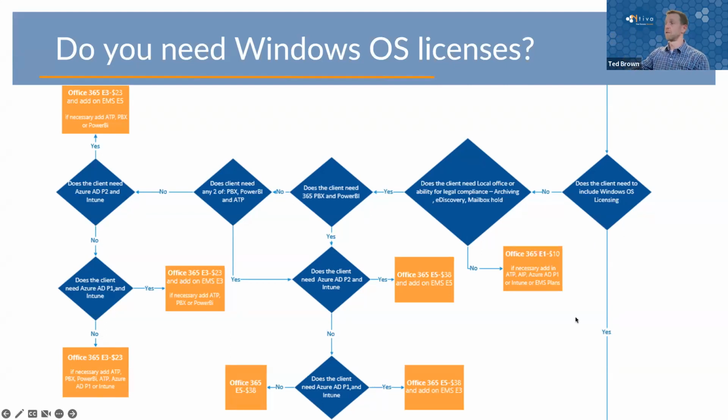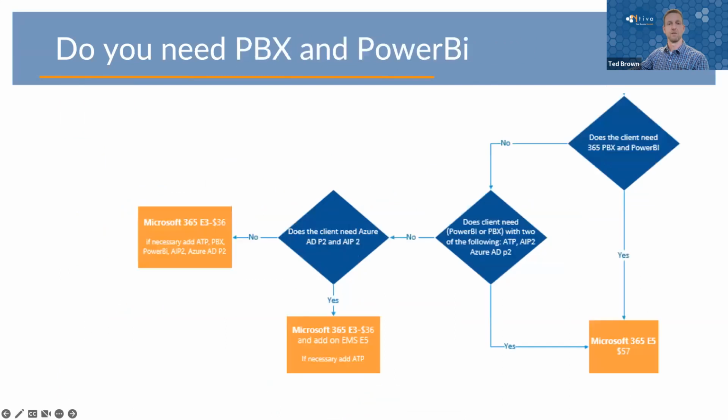Let's say you do need Office licensing. You want to take advantage of what's contained in that M365 business suite. Then you step down into a smaller realm of possibilities. For me, the first question, after I've determined that I do need Windows licensing, is, do you need a 365 PBX and Power BI? If so, you need all of that. You're going to go directly down to the Microsoft 365 E5 SKU, which is a $57 SKU.